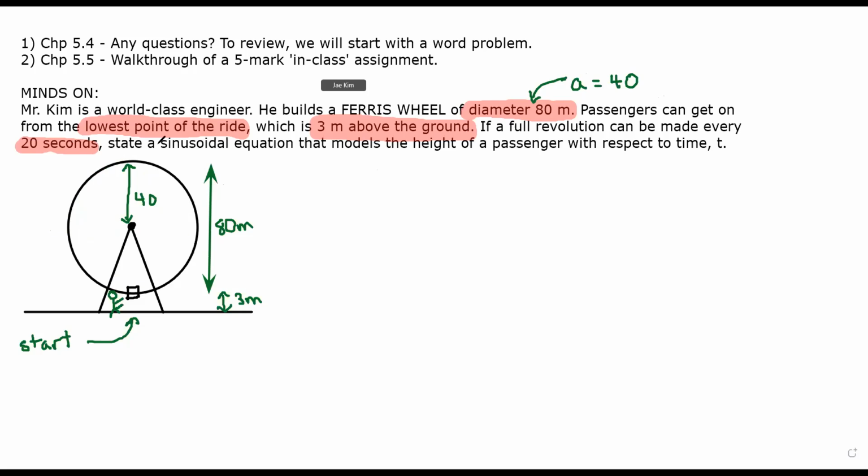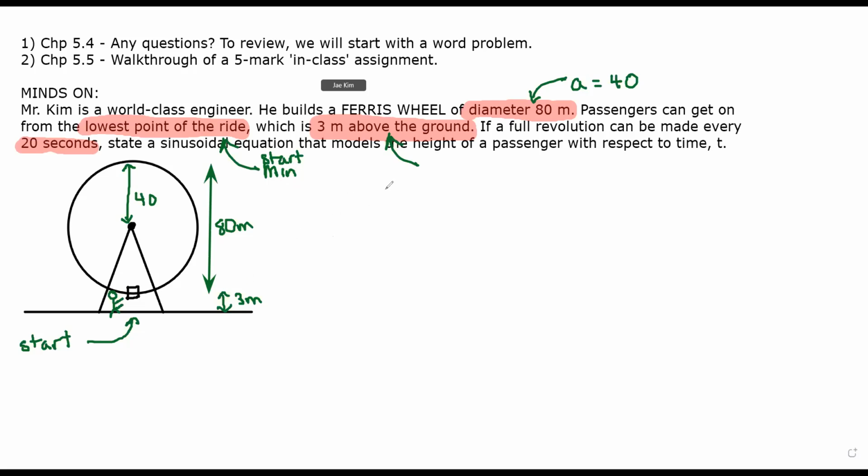Next, it says something about being the lowest part of the ride. In other words, I start at the minimum. That's as far as I'll go for now. Stay tuned. We're going to get into that really deeply later. The ride is 3 meters off the ground at the lowest point.